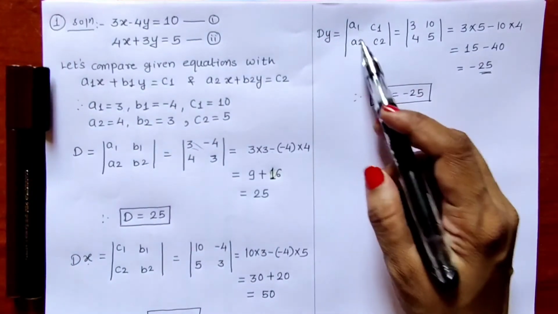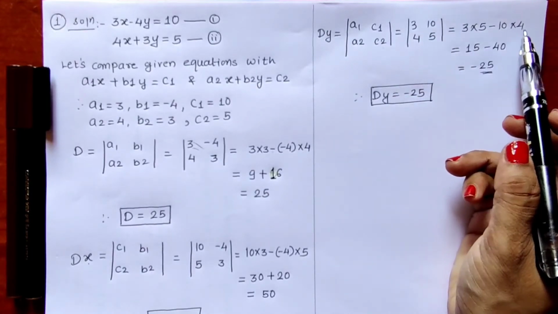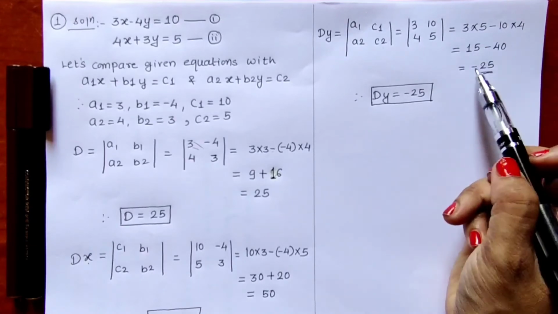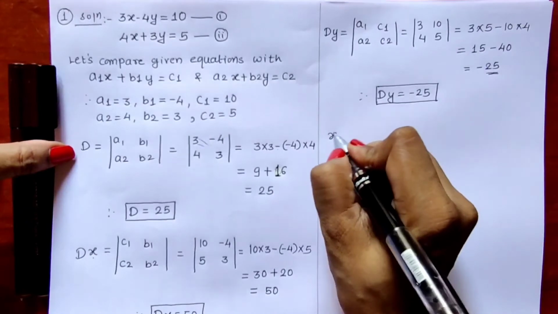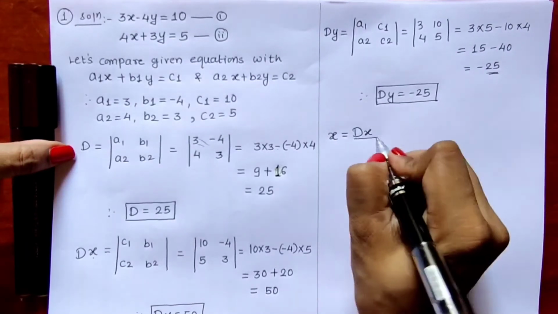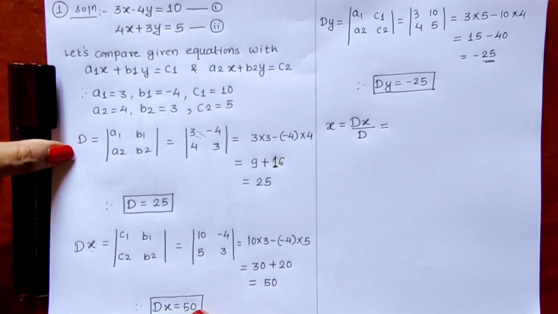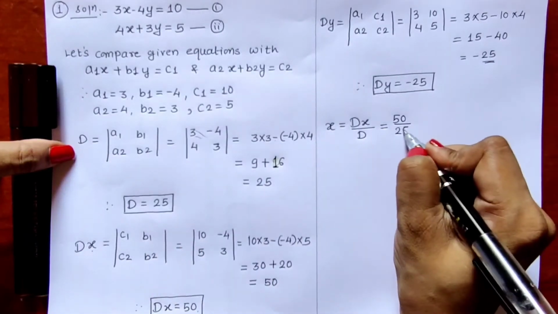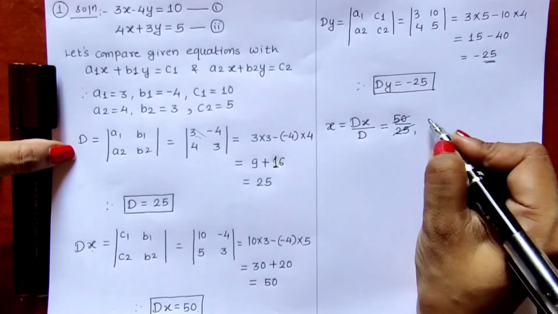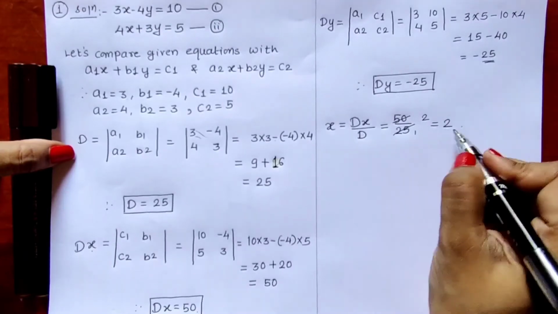Okay. So dy is a1, a2, c1, c2. That means 3, 4, 10, 5. 3 into 5 minus 10 into 4. 15 minus 40 is equal to minus 25. Now we will have to get the values of variable x and y. So we all know x is equal to dx upon d. Dx value we have got 50 here. If you all can see here, it is 50. Upon d value we have got 25. So 25 ones are 25, 25 twos are 50 is equal to 2. So x is equal to 2 we have got.